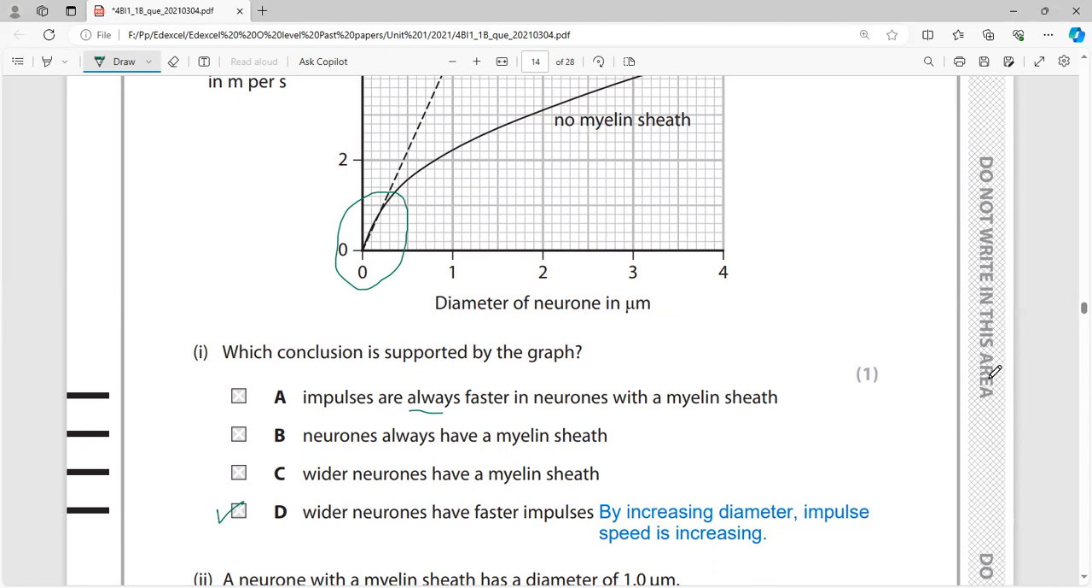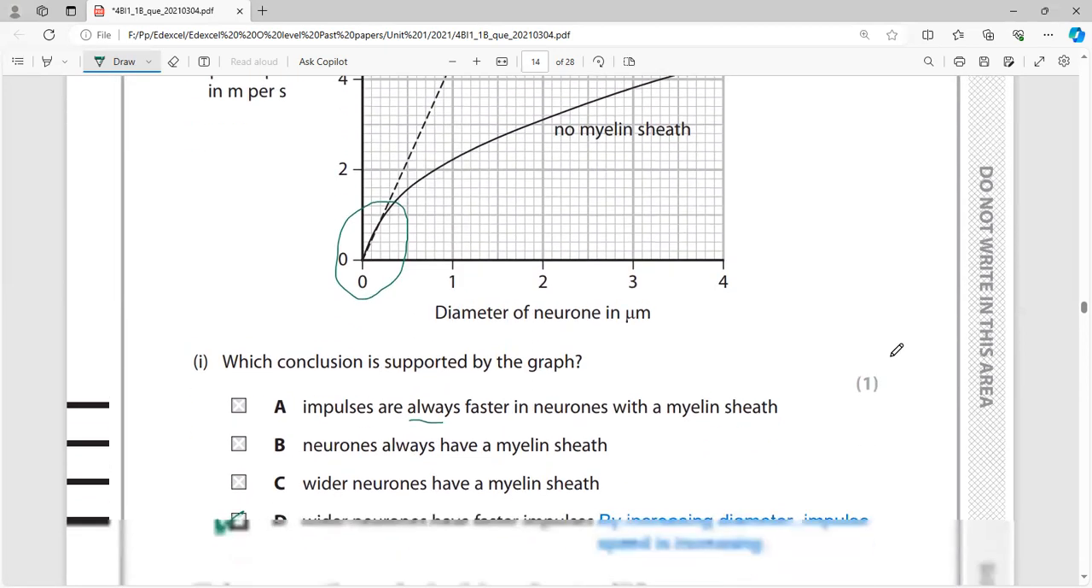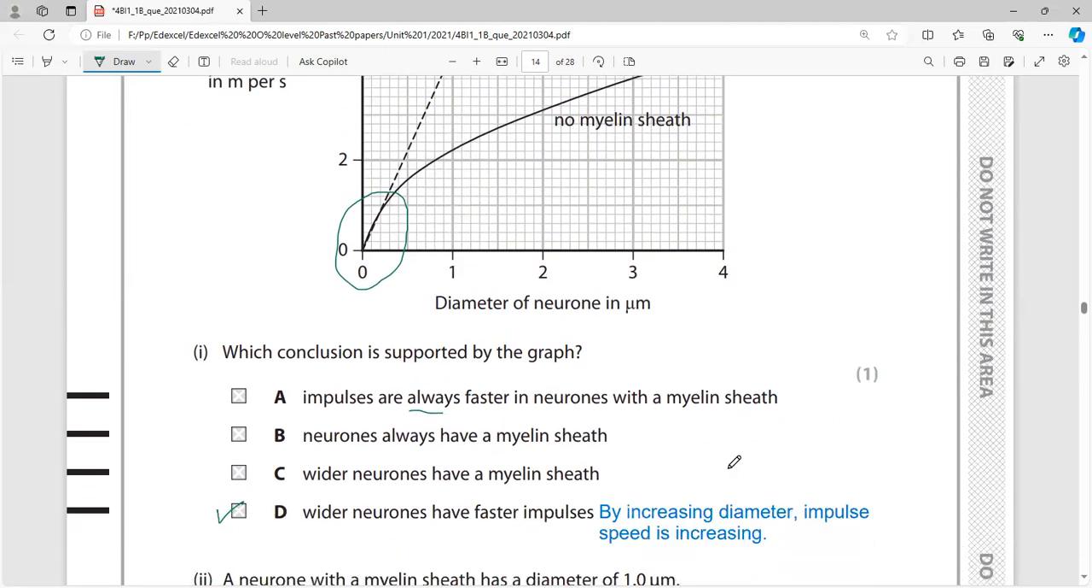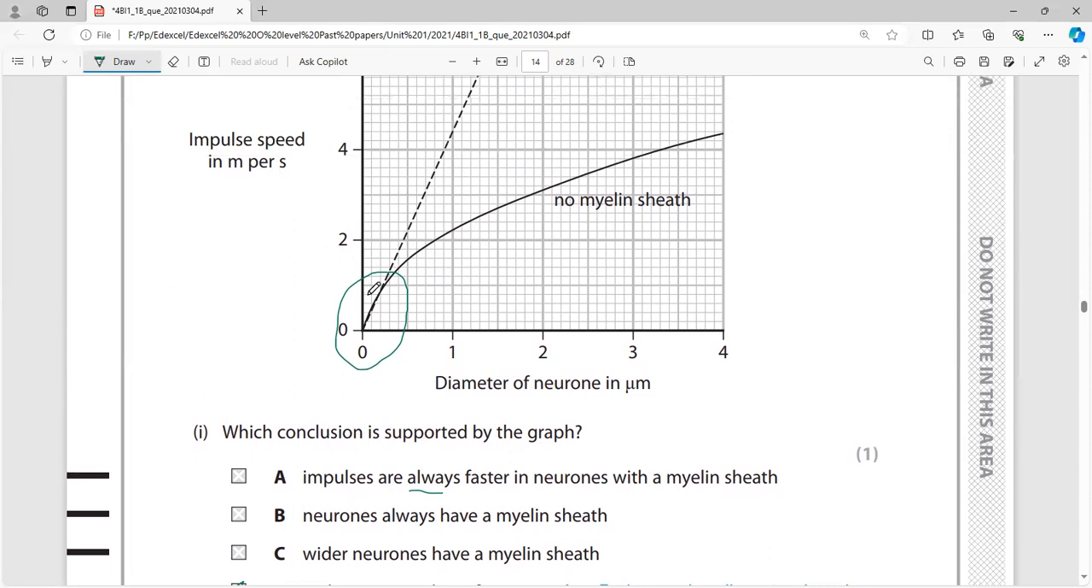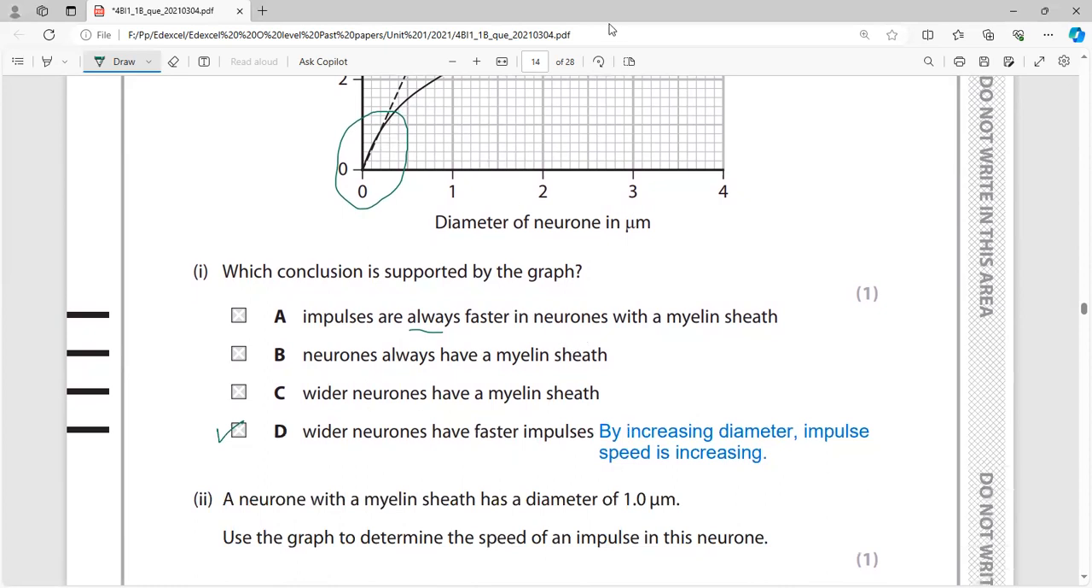Why do neurons have a myelin sheath? If a neuron is wider, then it has a myelin sheath. That's not representing or describing the conclusion. The conclusion is overall. For example, there's a nerve which does not contain a myelin sheath, but it has an equal size. So in that way, this is not representing or describing the graph.